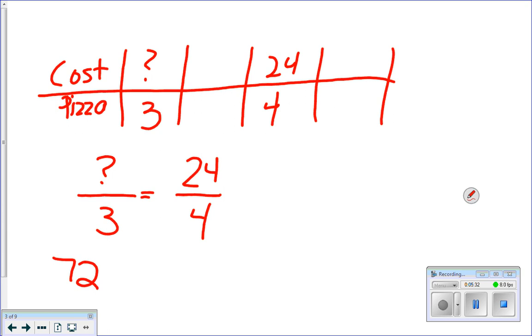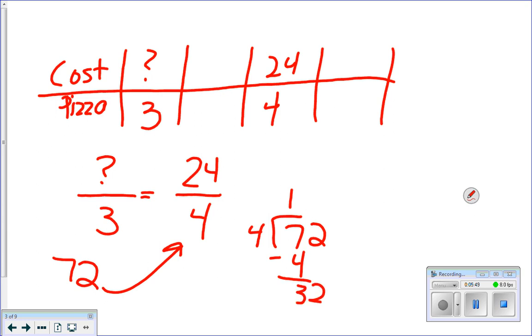72. Now an easy way I can figure that out is I can take 24 times 3 and then divide by 4, because that's going to tell me what I'm missing up there. So what's 72 divided by 4? I get 18. Guess what my question mark is? 18. Okay. Is this making a little more sense now?